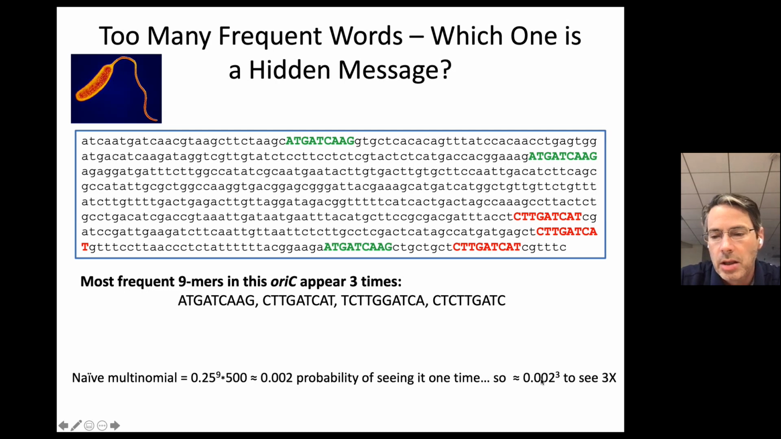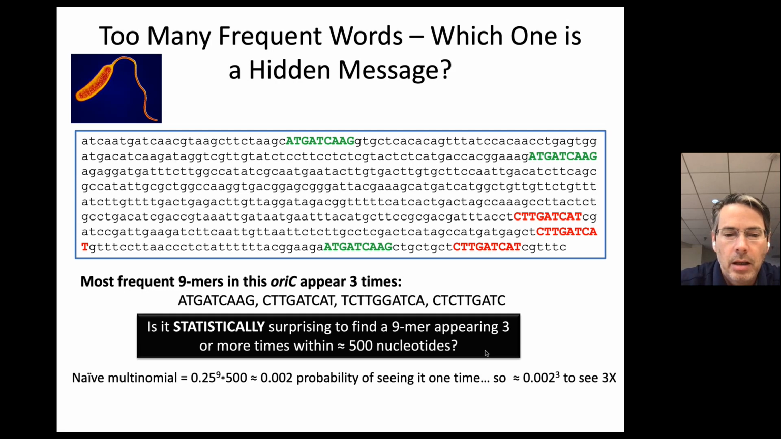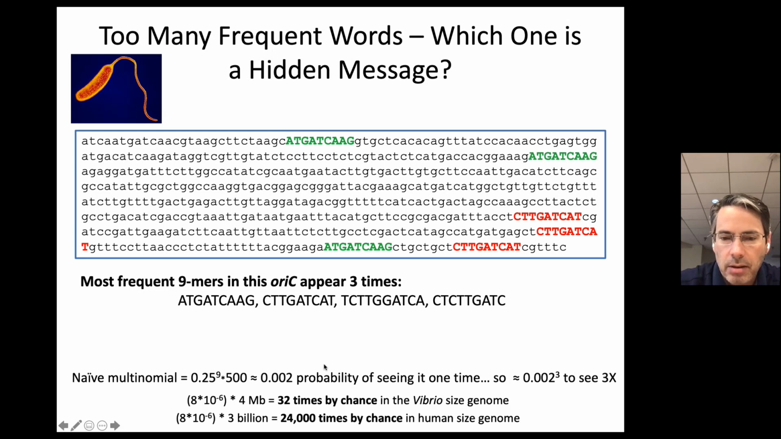This notation is telling you the probability of seeing it once, and the probability of seeing it 3 times. I did not explain that very well. 0.25 to the 9th, that's the probability of a given 9-mer, and then you've got 500 base pairs to look in. That gives you the probability of seeing it 1 time as 0.002. And we've seen it 3 times, so the probability is the probability of seeing it 1 time raised to the 3rd power. So it gets really small. Very unlikely. I'm not sure why the slide had that hidden, but if you're looking through, that's the question the bottom thing is answering.